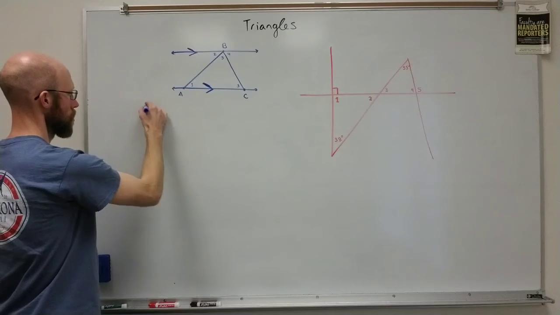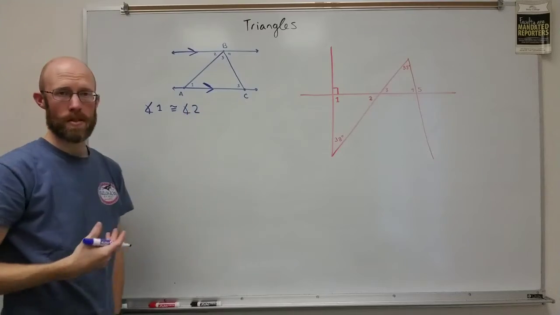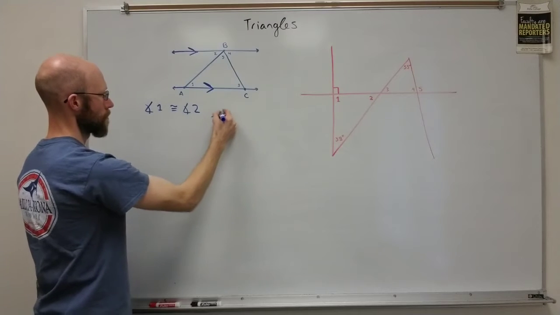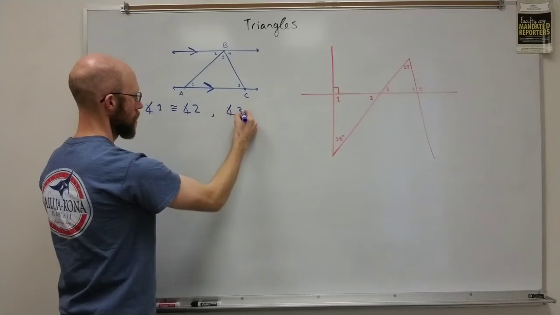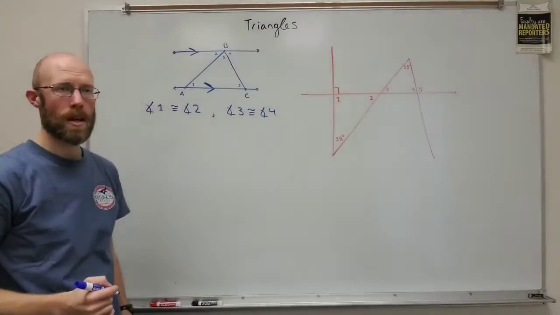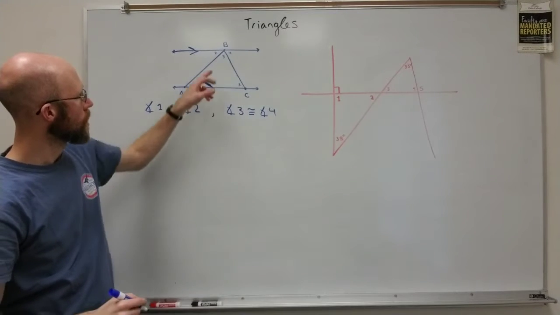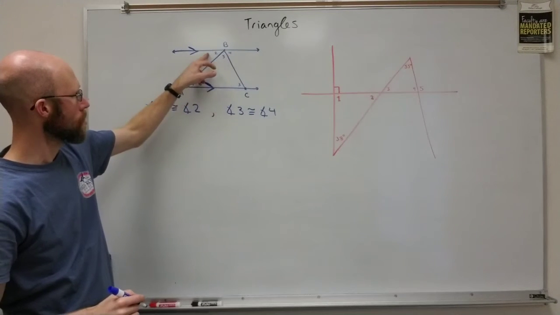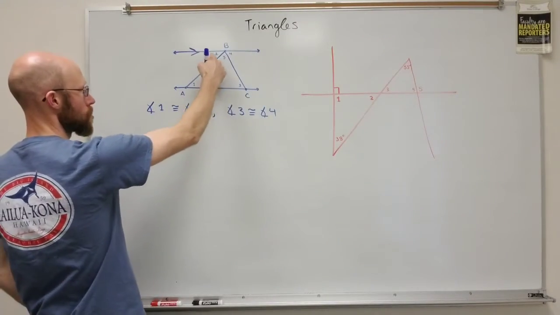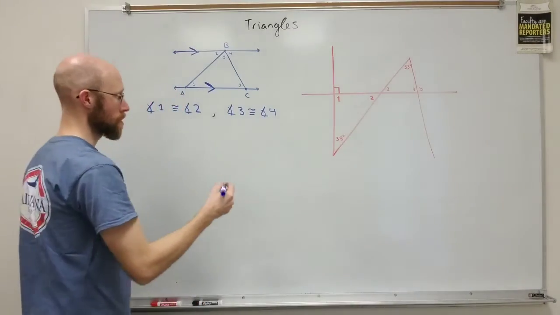So angle 1 is congruent to angle 2, meaning they have the same measure. Same with angles 3 and 4 on this diagram. So angle 3 is congruent to angle 4. Now, if you look up at the top here, you can see that there are three angles that make up a straight angle, which means that if you add angles 2, 5, and 4 together, you'll get 180 degrees, because it's a straight angle.